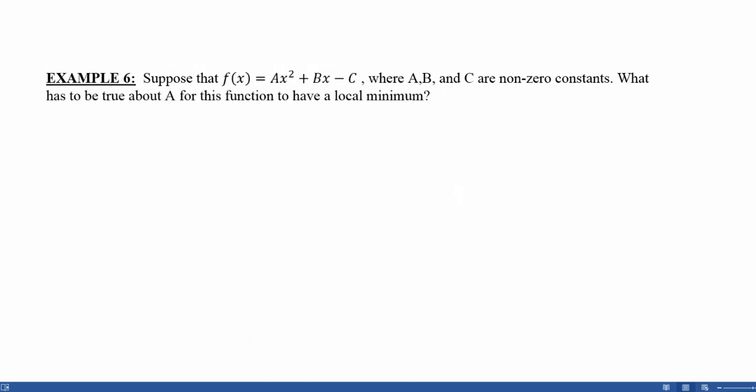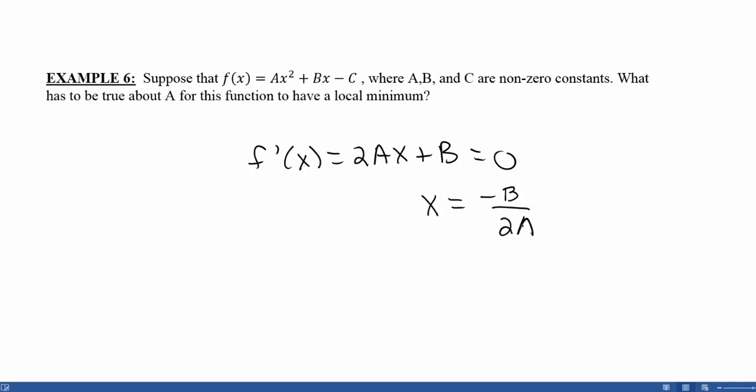Example 6. Suppose that f of x equals ax squared plus bx minus c, where a, b, and c are non-zero constants. What has to be true about a for this function to have a local minimum? So we talked a little bit about this function before, but let's recap. Our first derivative of this function is 2ax plus b. So if we want to find the critical points, we would set that equal to 0, and we get x equals negative b over 2a.